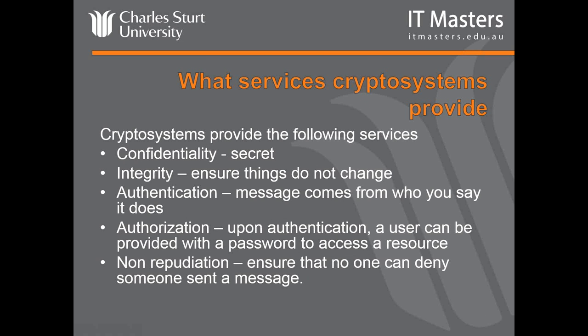Then what we get into is what cryptographic systems provide again. Confidentiality: we keep things secret. We maintain integrity, ensuring that things do not change. We add authentication: the message comes from who you say it does. Authorization: because we have authentication, we can authenticate people, the bit we covered in our first session, and a user can be provided with a password or whatever else to access a resource. And as I said, legal fiction, but non-repudiation: ensure that no one can deny someone sent a message, or at least we know that the key involved was what sent it.